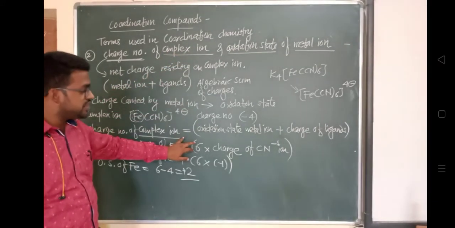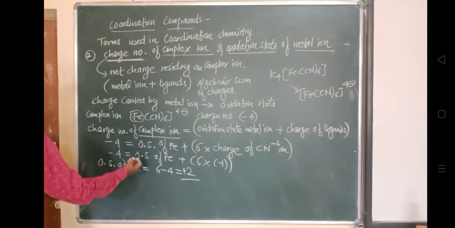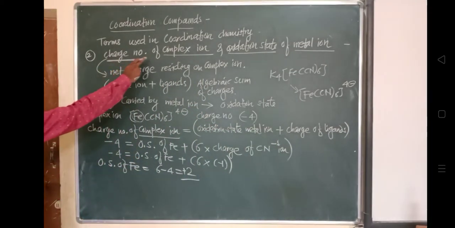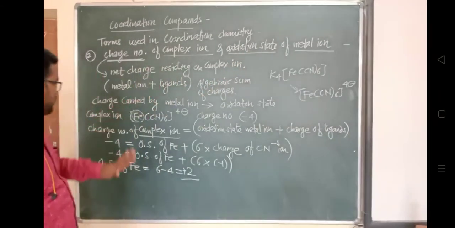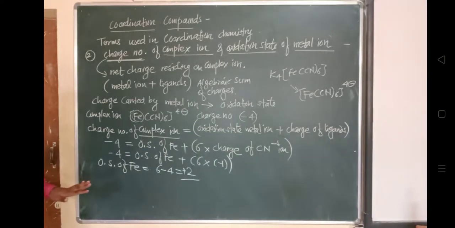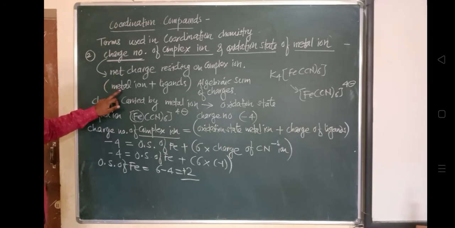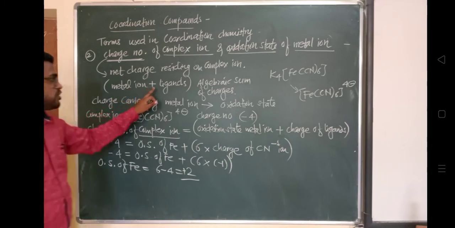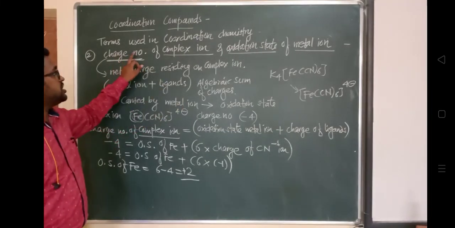First one is the coordination sphere, the next one is the charge number and the oxidation state. Next is the coordination number of a central metal ion. Now the third term is coordination number, because in coordination chemistry, coordination number निकालना is also important. What is the coordination number, we'll see. This is the third term that is used in coordination chemistry, that is called a coordination number.